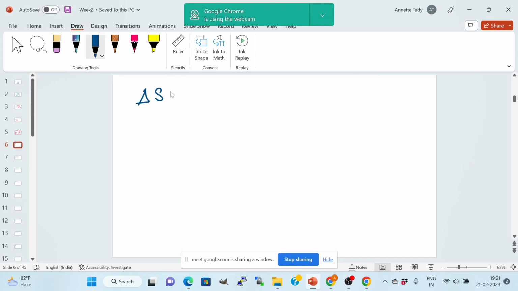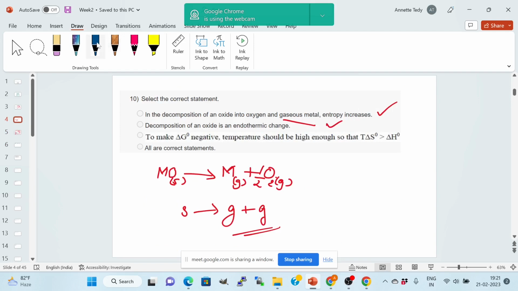In slides. So whenever delta S is positive, the T delta S should be higher than delta H, then only delta G will be negative. So this option is also right. So all statements are right. So these all are correct statements. So is it clear? This question, is it clear?